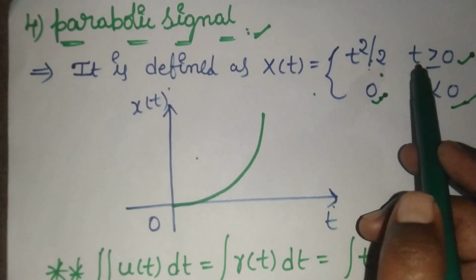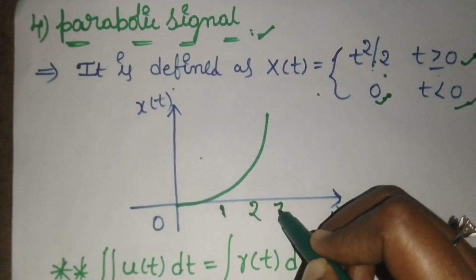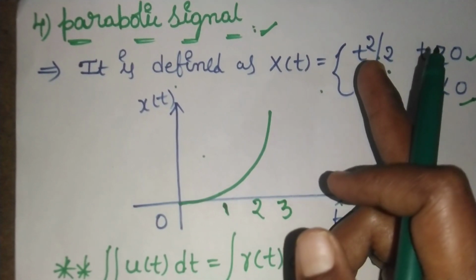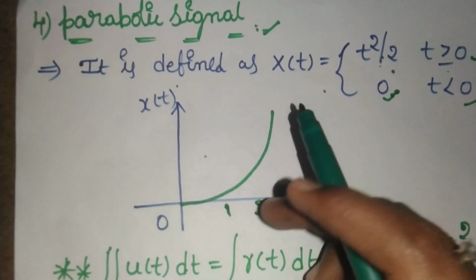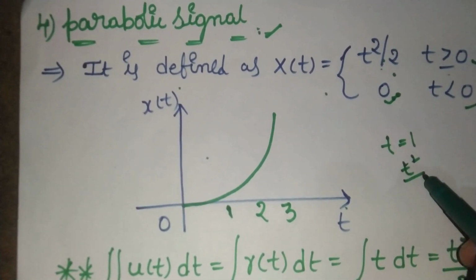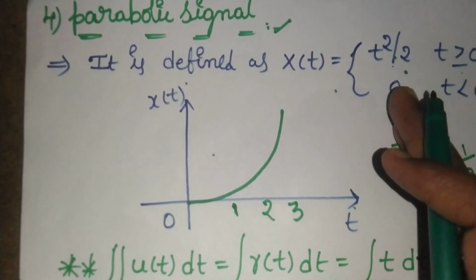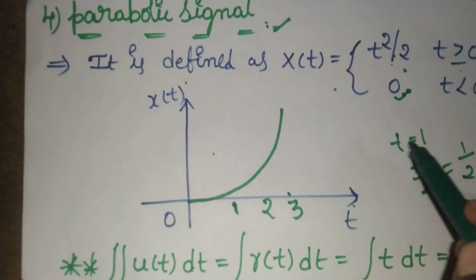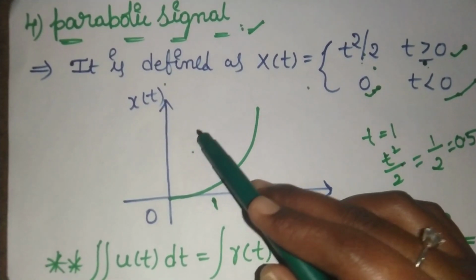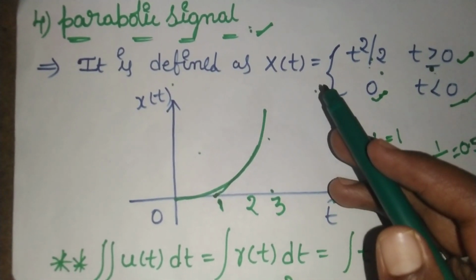Here we already discussed t greater than or equal to 0. Suppose this is 1, this is 2 and this is 3. Whenever t is greater than or equal to 0, the value is t square by 2. Whenever t equal to 1, t square by 2 is 1 square by 2, which is 0.5. In this way, as the t value increases, x of t is equal to t square by 2. Joining all these points, we get the parabolic signal like this.